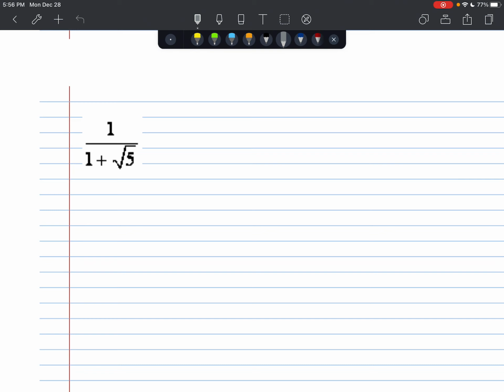When we need to rationalize the denominator, and our denominator is a binomial, we need to multiply by that binomial's conjugate. So you should recall this, but I'm going to write it down for you. Conjugates. So 1 plus the square root of 5 is the binomial. The conjugate is 1 minus the square root of 5.